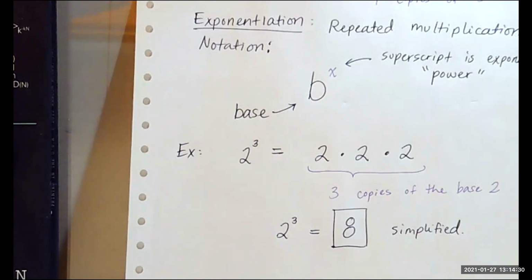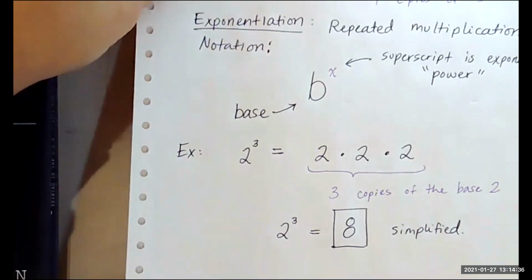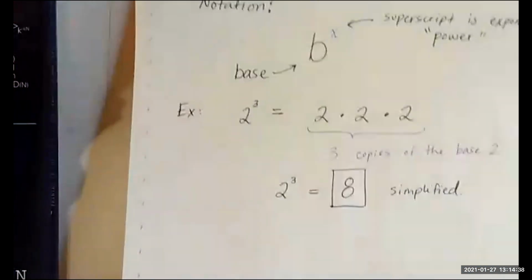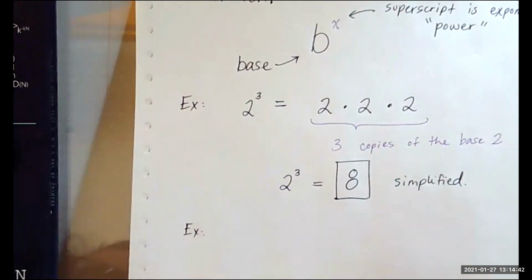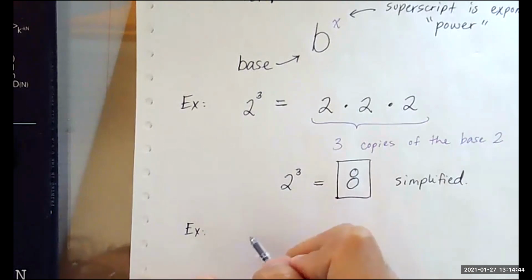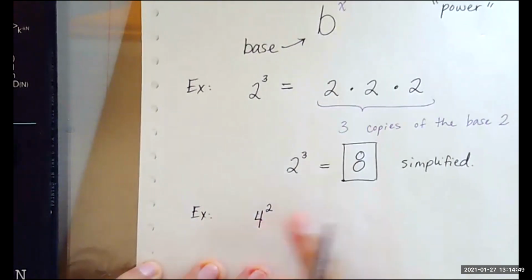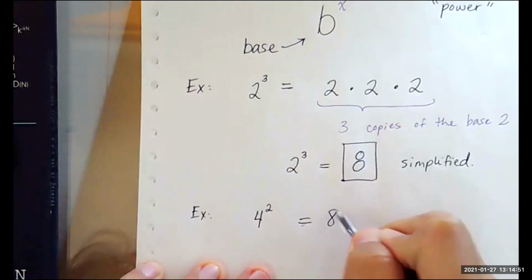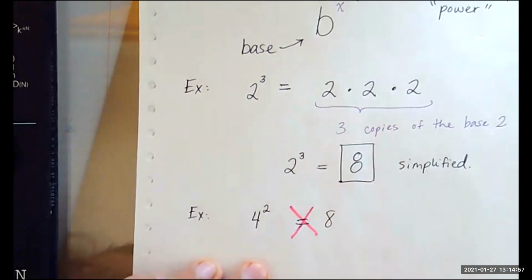Does anybody have any questions, comments, or concerns about that? So you're going to need to proceed with caution, because if you're trying to rush through your homework or any problem that involves exponents, and you see something like 4 to the second power, it's very easy to say to yourself, oh, 4 to the second power is 8. But that's not true, right? That's a big mistake.